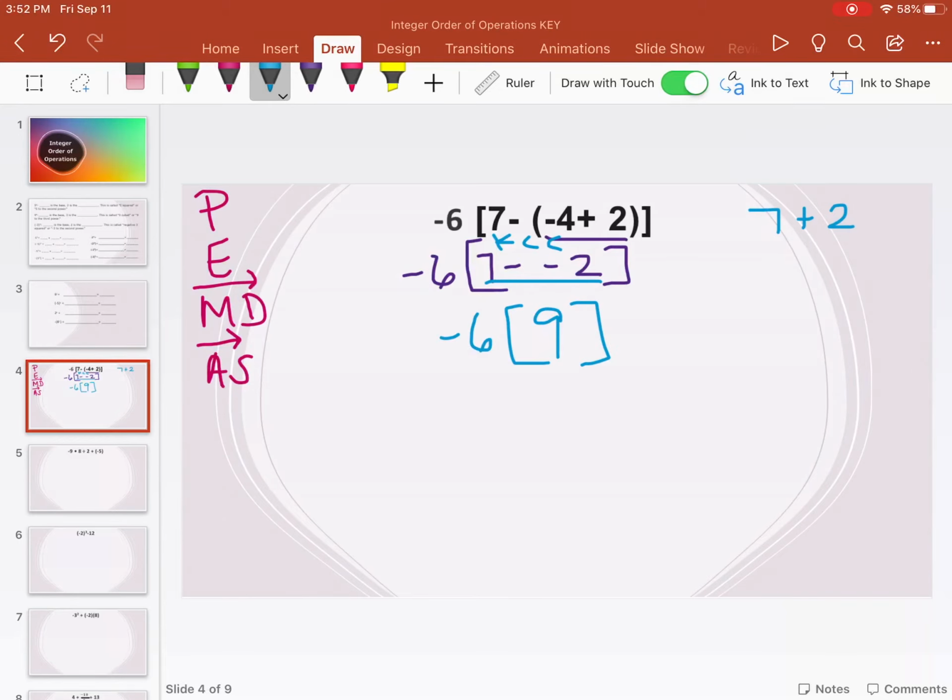Bring this negative 6 down. And then I have a number right outside parentheses or brackets, which means to multiply. So I'm going to do negative 6 times 9. 6 times 9 is 54. Negative times positive is a negative. So my answer is negative 54. So we're still doing the same PEMDAS steps, but we have these integers, these negatives, we also have to remember.